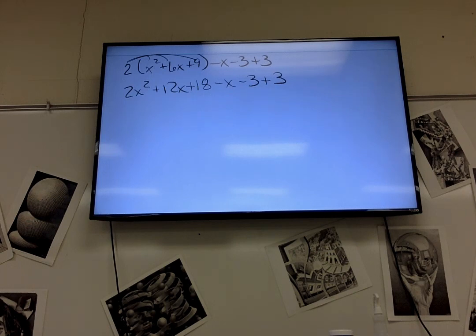Combining like terms, I don't have any other x squared, so it's just 2x squared. I have a 12x and a minus x, so that's a positive 11x. And then I have an 18 and a minus 3 and a plus 3. So that's just 18.